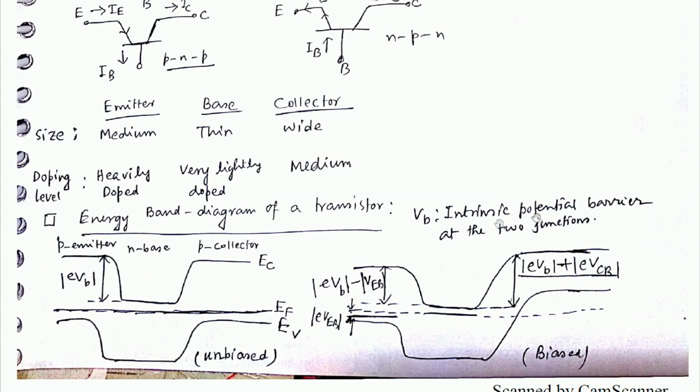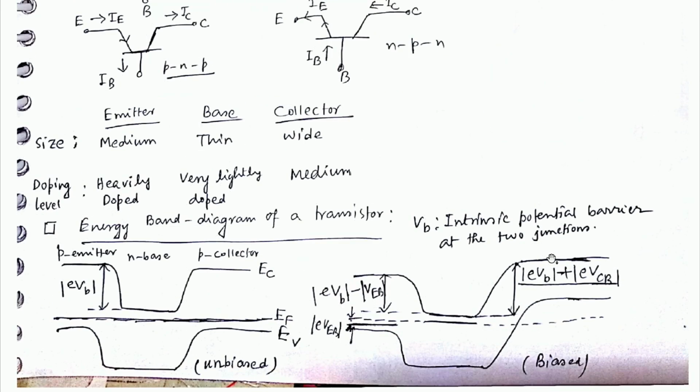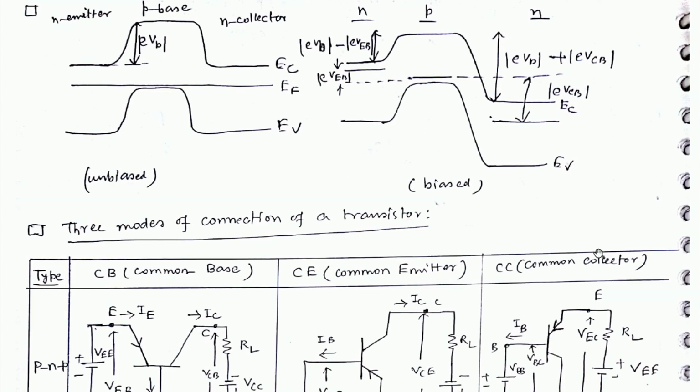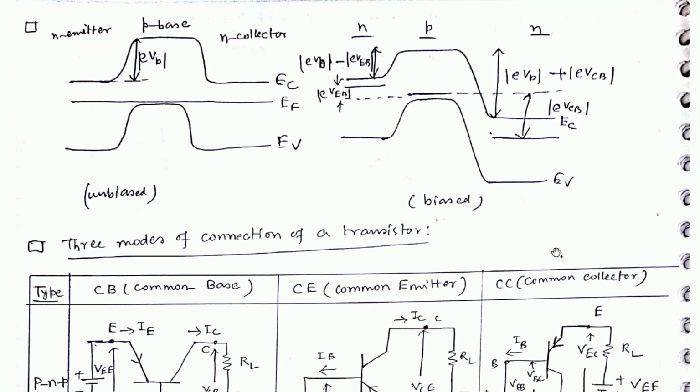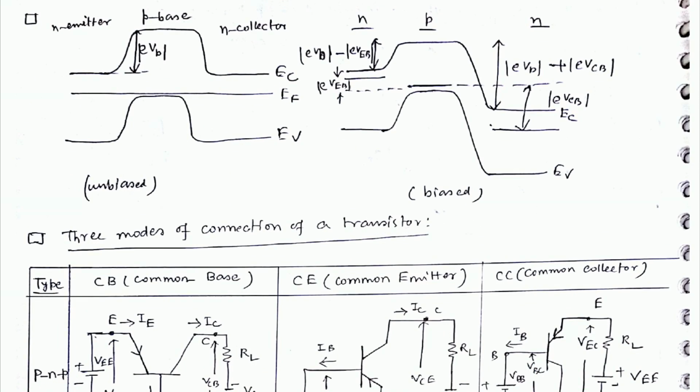Energy band diagram for a transistor: emitter, collector, unbiased condition, N base. So this is the neutral, unbiased condition. Under biasing, the Fermi level will shift and we will get this, EVB plus EVCB. VB is the intrinsic potential barrier at the two junctions. Okay, this is for the NPN transistor, the same thing, you can check it out.